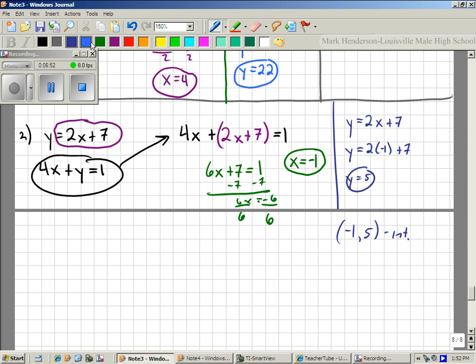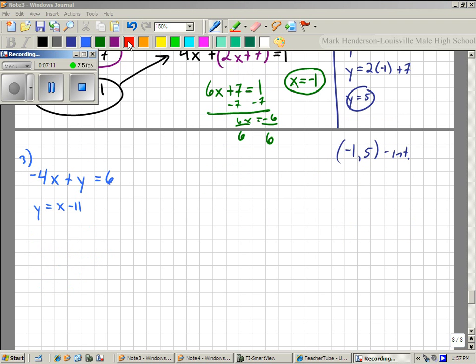So let's see how you're doing with this. I want you to do one on your own. I want you to do negative 4x plus y equals 6 and y equals x minus 11. So do this one on your own. Okay.